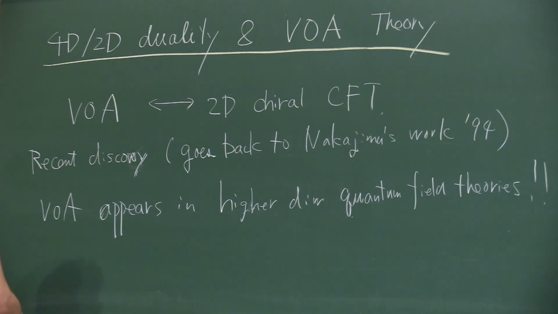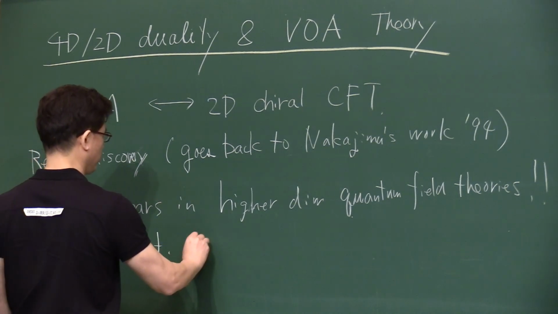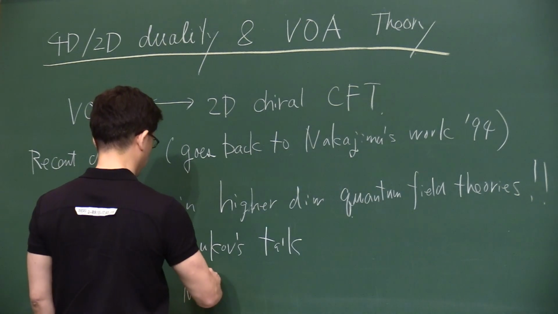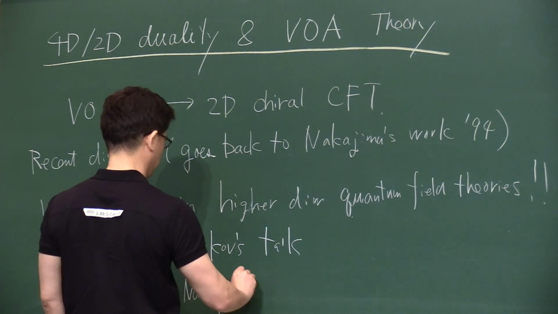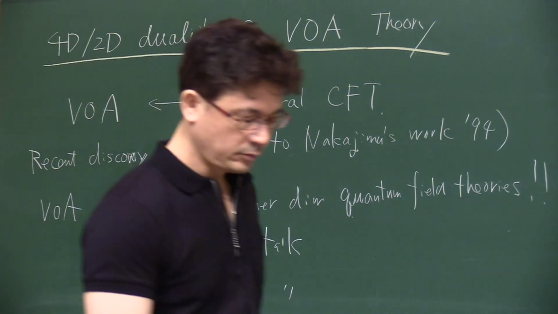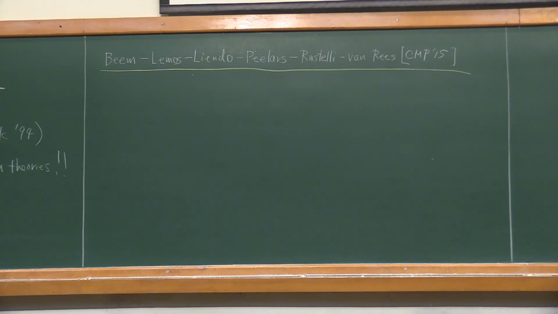But this was already heard in this school in Professor Gukov's talk yesterday, and also Nakajima's talk. It's kind of a big trend now. In my talk, I'll explain one such discovery, which is different from Gukov's talk and Nakajima-san's talk. It's a correspondence discovered by Beem, Lemos, Liendo, Peelaers, Rastelli, and van Rees quite recently.